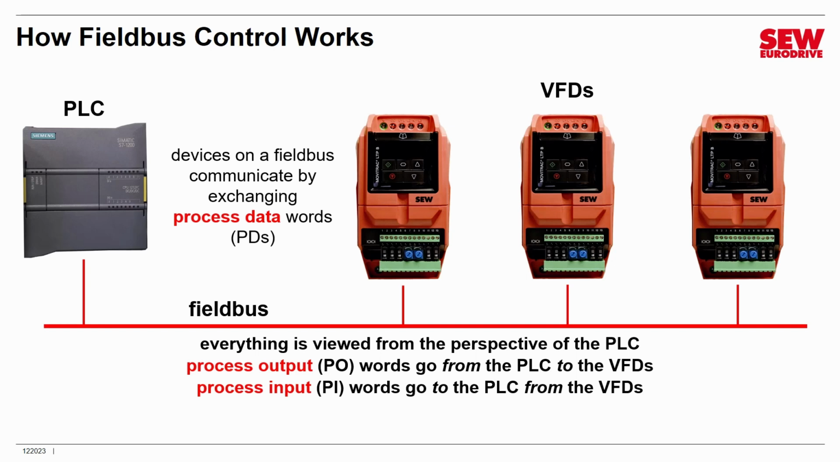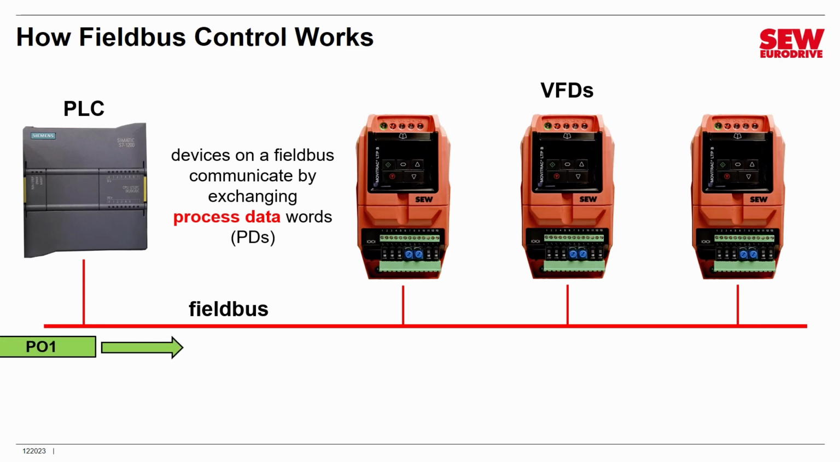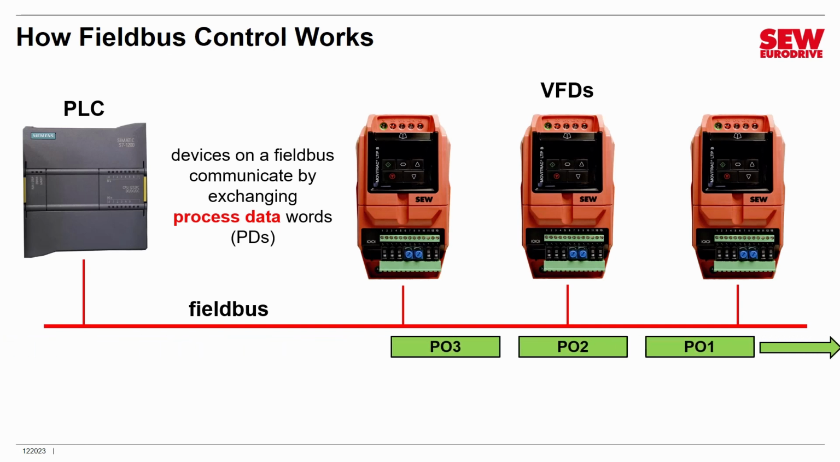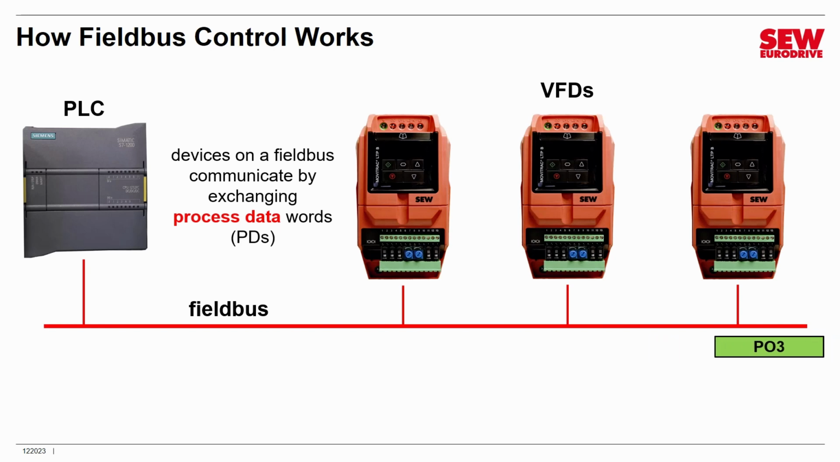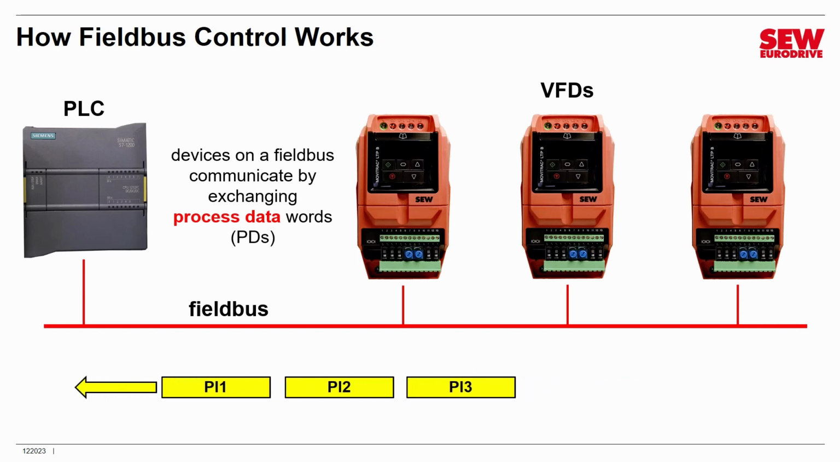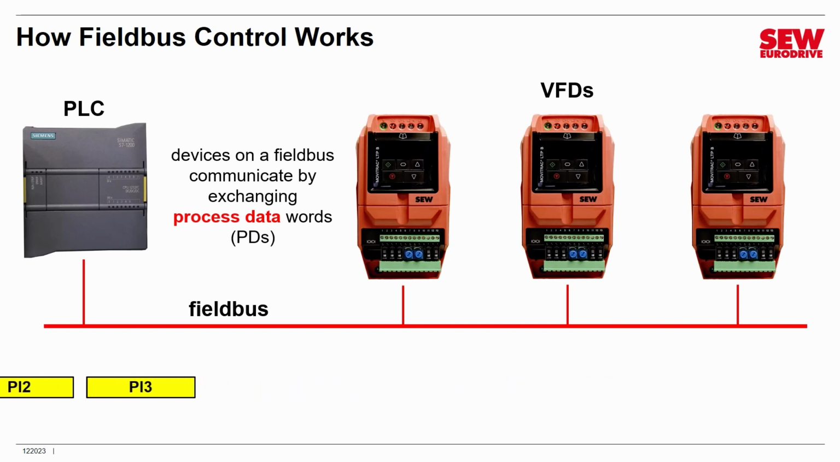We set our program up, we create the process data words, we address the 3rd VFD, and what happens is a group of process output words, POs, in this case 3 of them, go to the VFD, and they make something happen. And then it sends 3 process input words, PIs, back to the PLC, reporting its status, telling what's going on. That is field bus control in a nutshell.